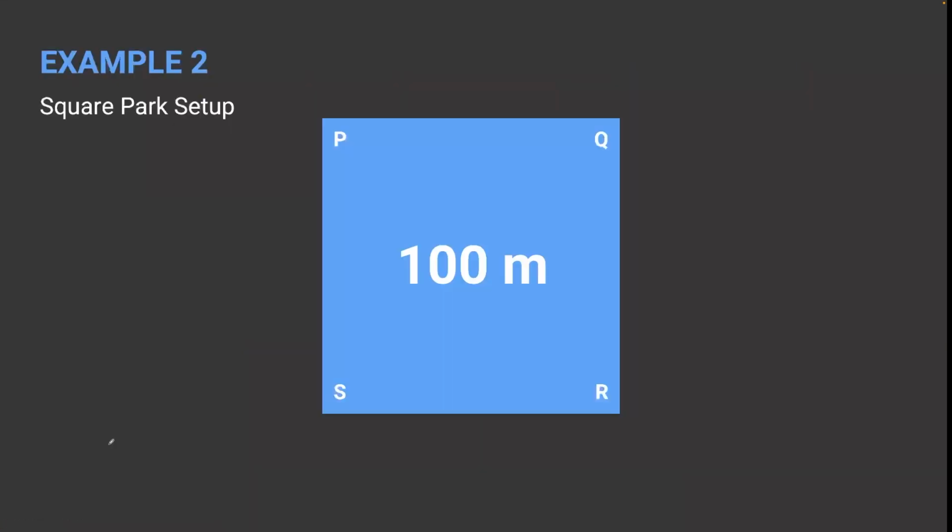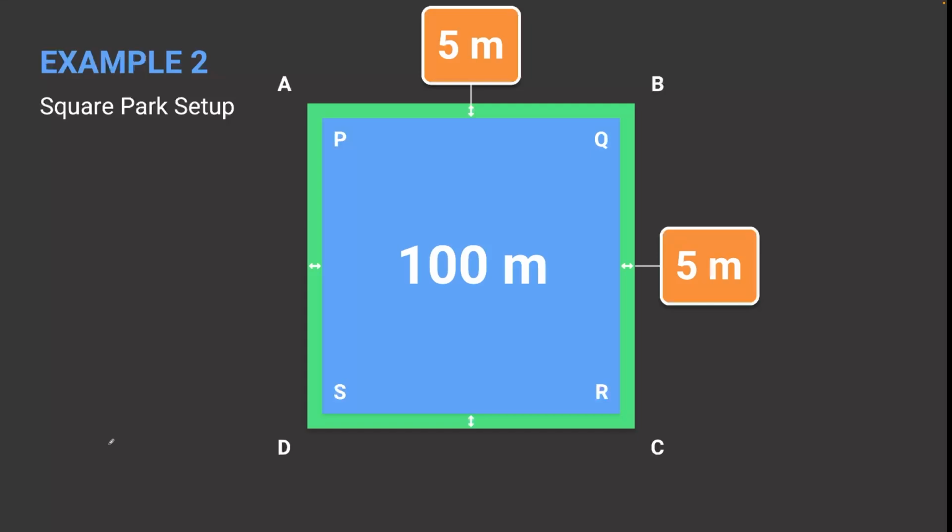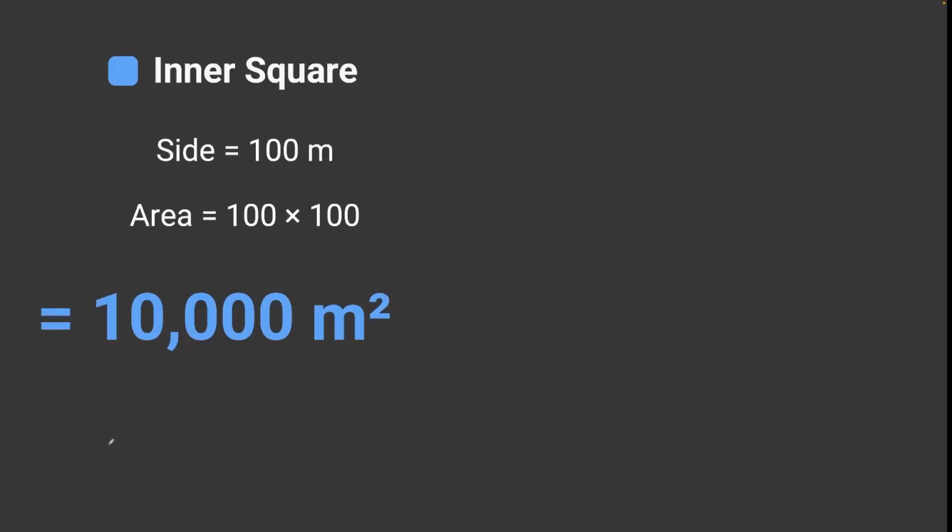So let's try another example. Here we have a square area and the path around it is 5 meters wide. We've also been given that the cost of paving that path is 250 rupees per 10 meters square. So let's find the cost of paving that path. First we need to find the area of the path, right? To do that, we need to find the inner area first. The inner square has a side of 100 meters, so the area would be 100 by 100, which is 10,000 meters square.